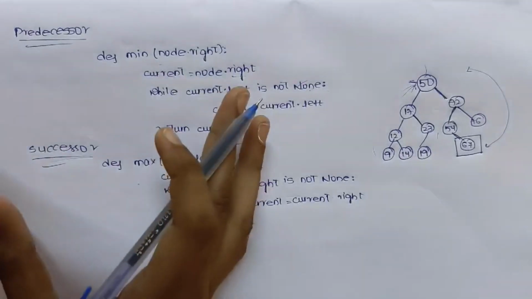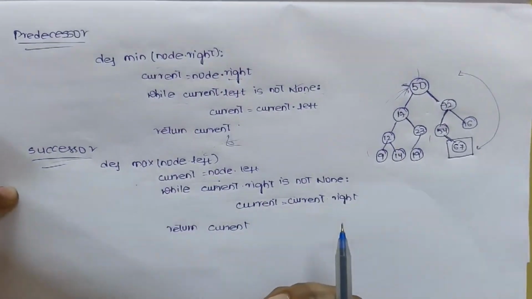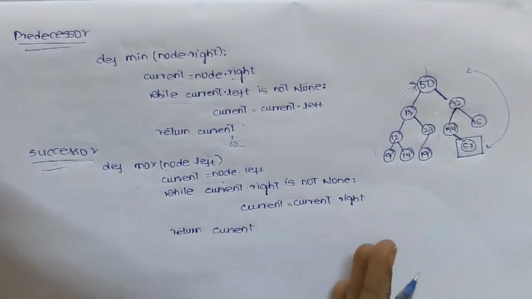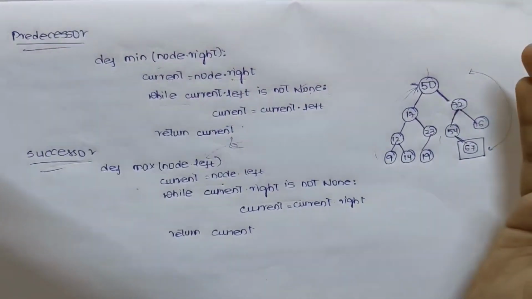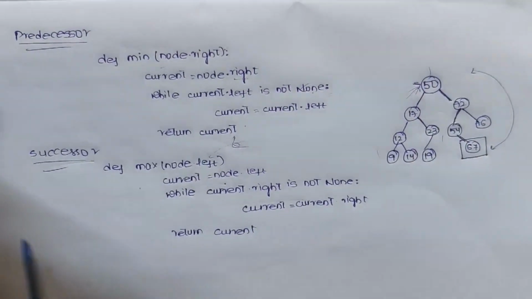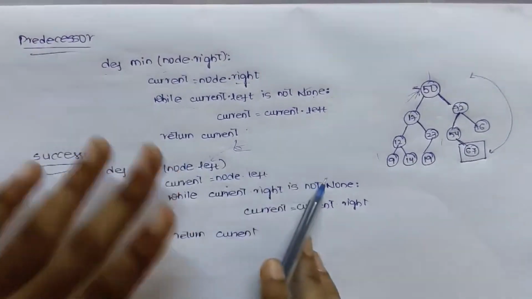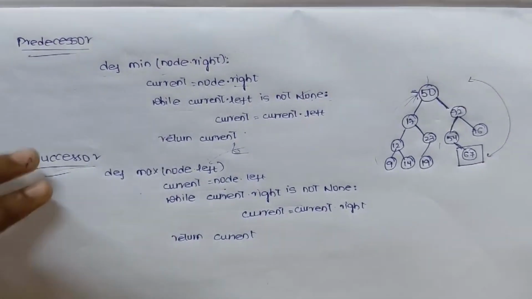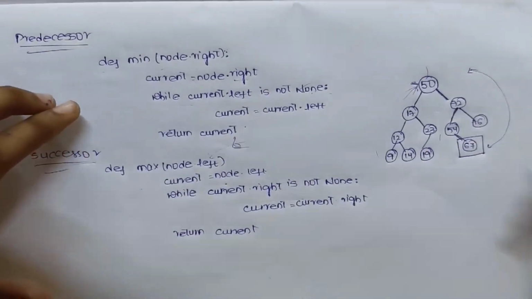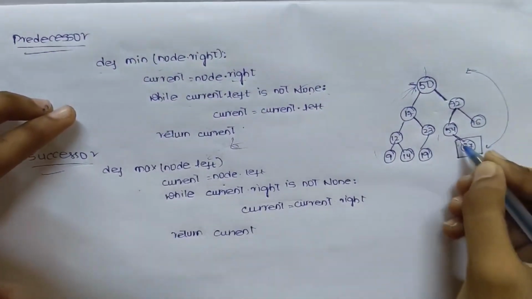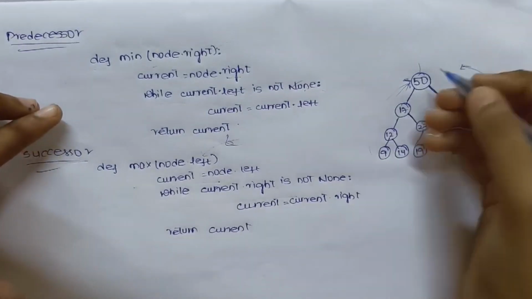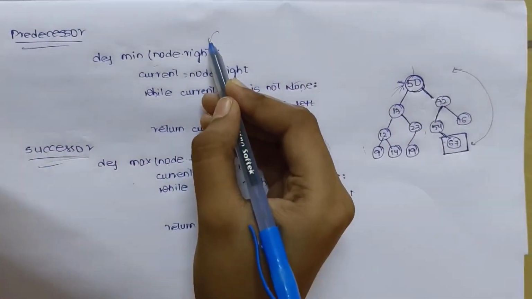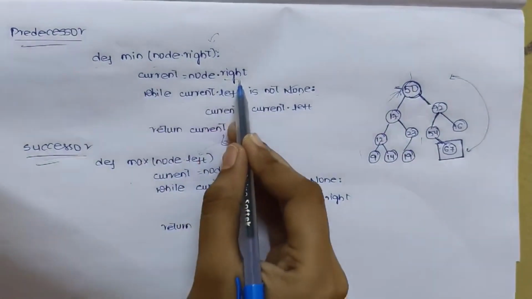Okay. To explain the code for predecessor and successor: predecessor is mainly found on the tree's right side and successor mainly on the tree's left side. So this is the code for the predecessor and successor. First we go through the predecessor. Predecessor is available in the right subtree if we take the root node as an element. So we send the node's right and set current equal to node right.